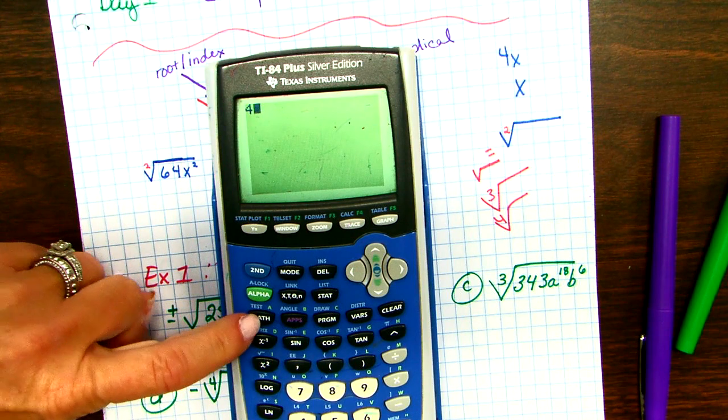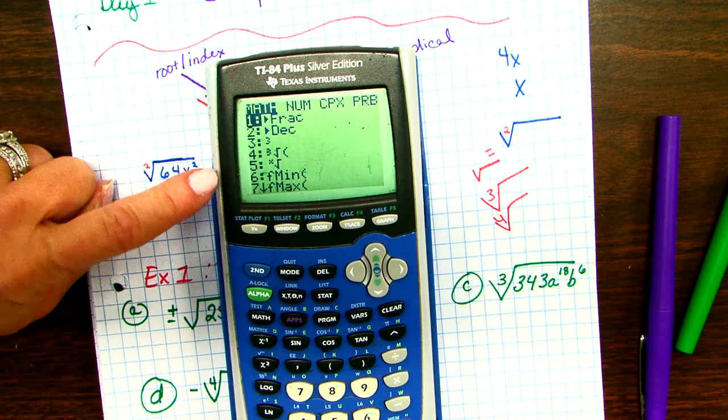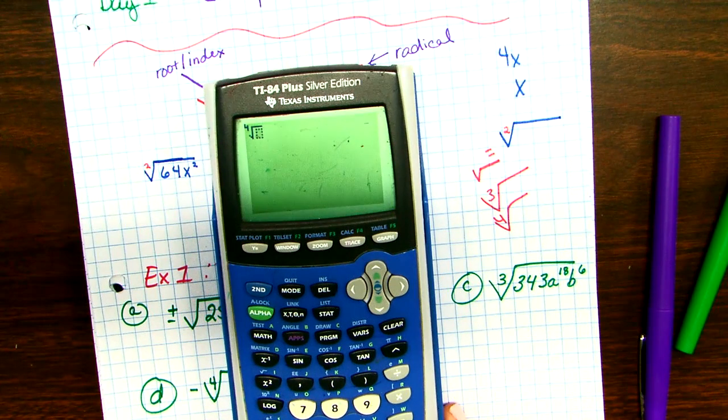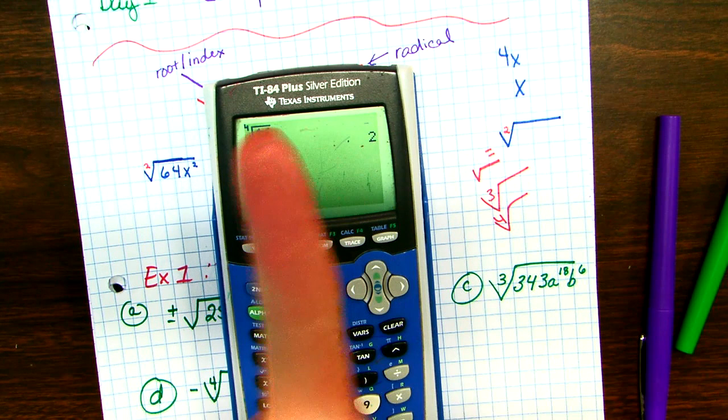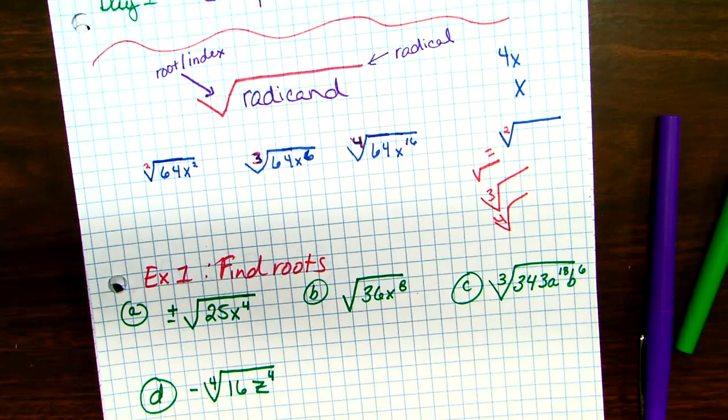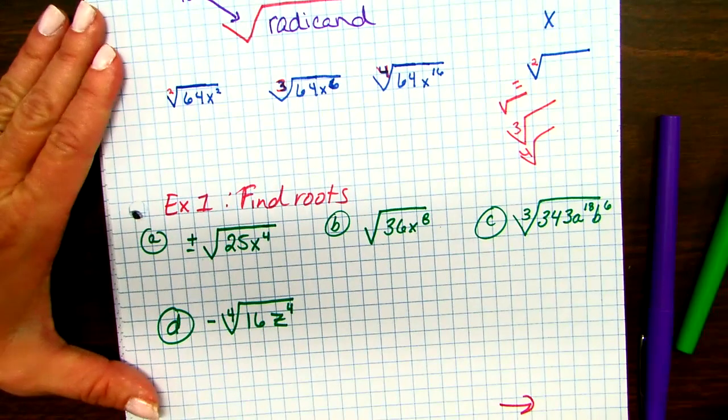Go back to math. Which number am I going to hit? 5. Good, JT. And you see how it puts the 4 in there for you? So anything above 3, you have to put the root first and then go to math 5. And the 4th root of 16 is 2. That means 2 times 2 times 2 times 2. 4 2's multiplied together is 16. Okay? So back to these problems.